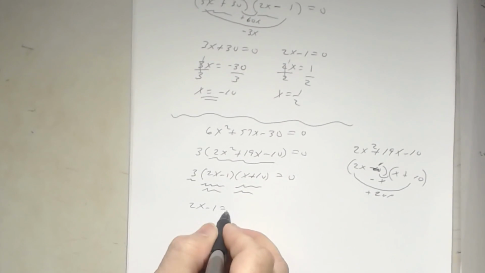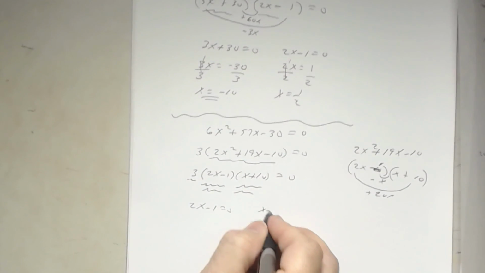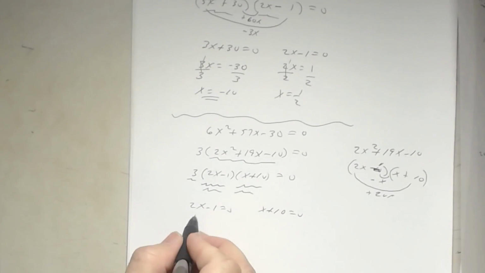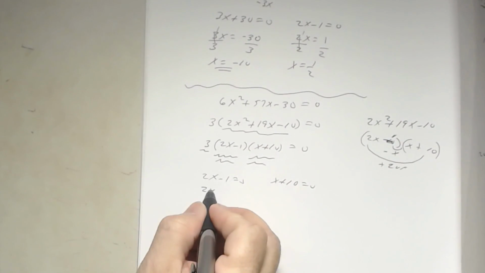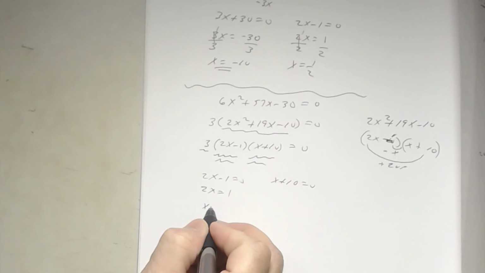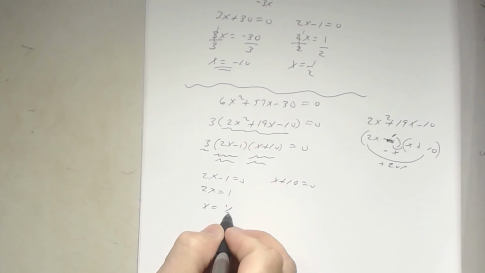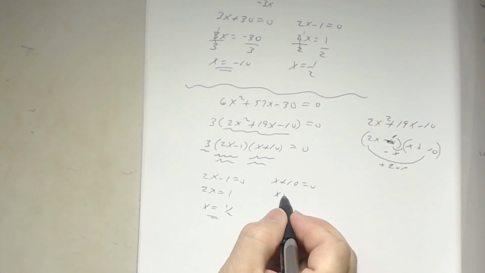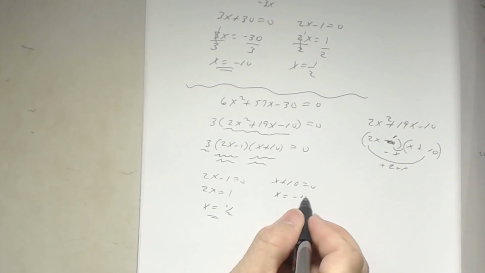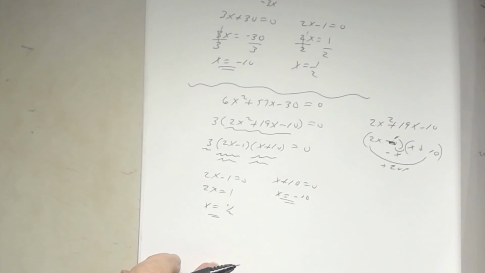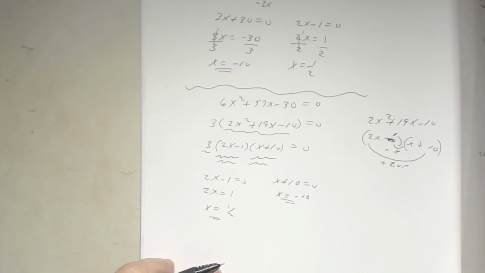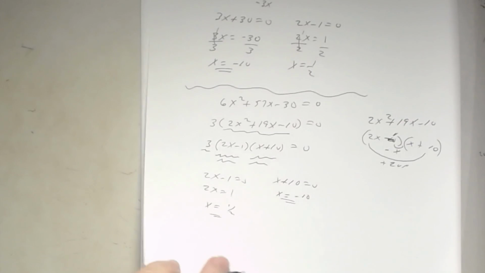So then you set each one of these equal to 0. 2x minus 1 equals 0. x plus 10 equals 0. Add 1, so it would be 2x equals 1, divided by 2, and x equals 1/2. And then you subtract 10, so x equals negative 10. You don't have to do any division. So you get the same answer. All right. Now, another way you could have done this.